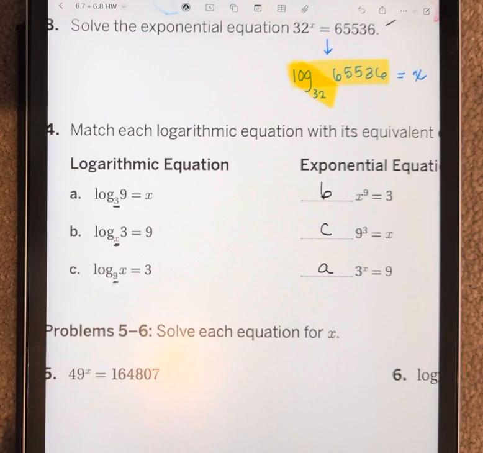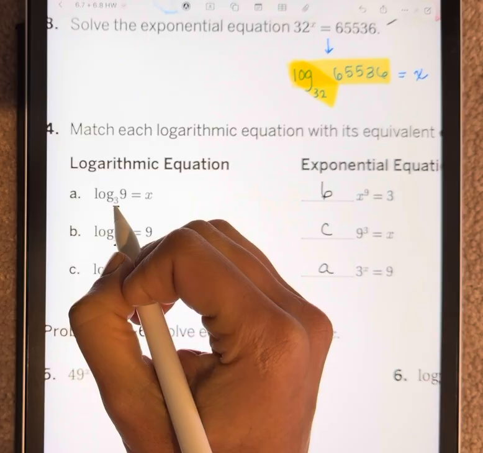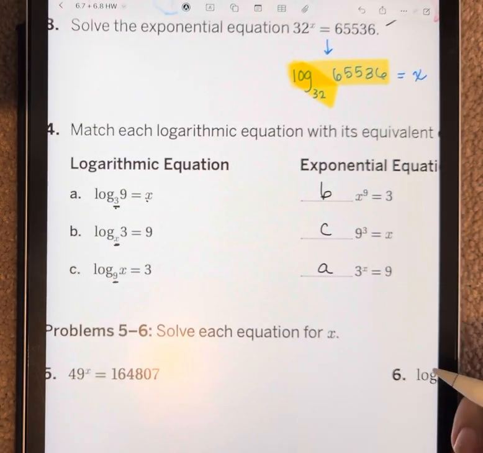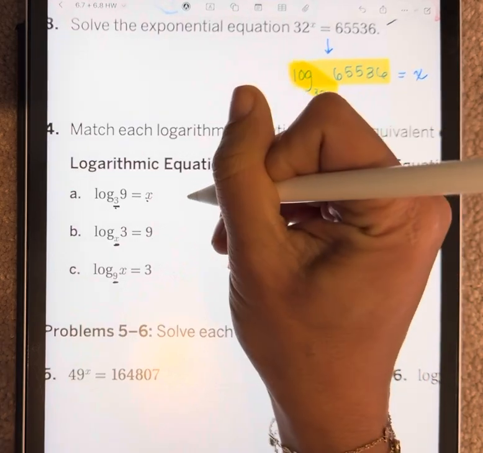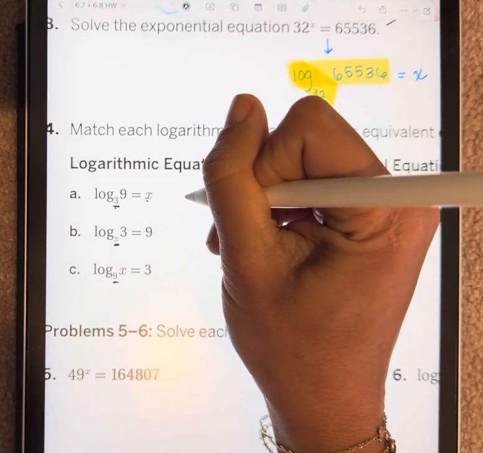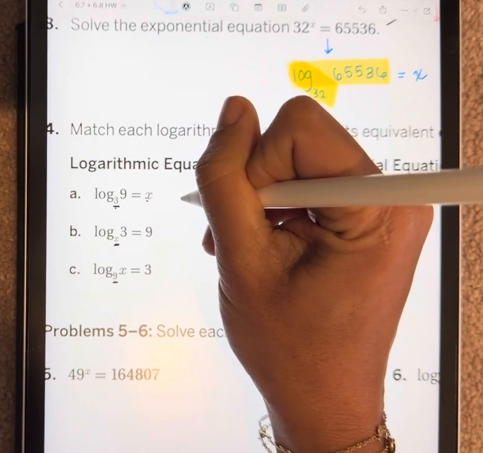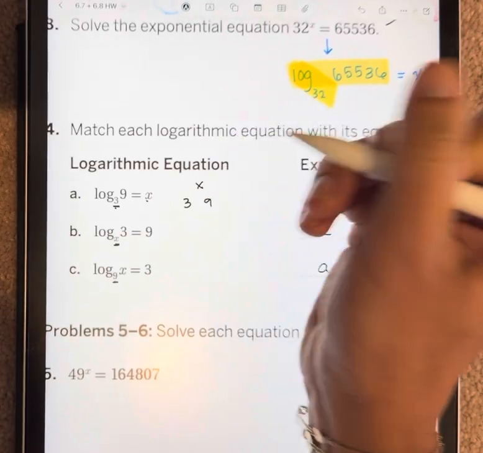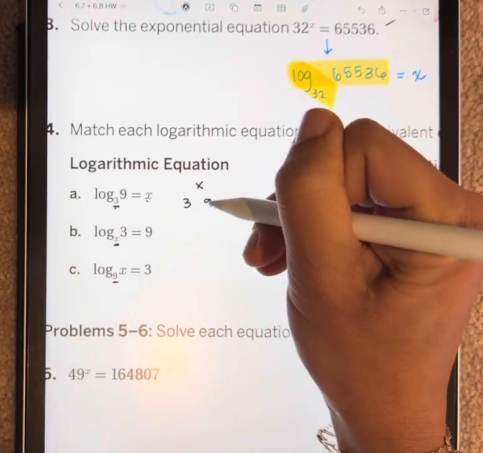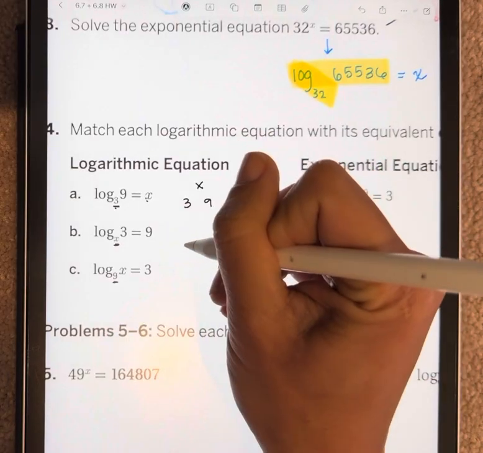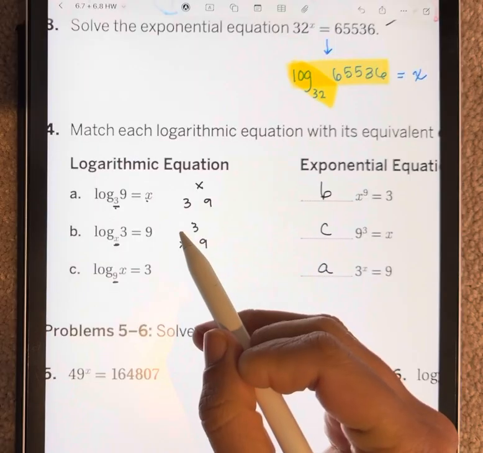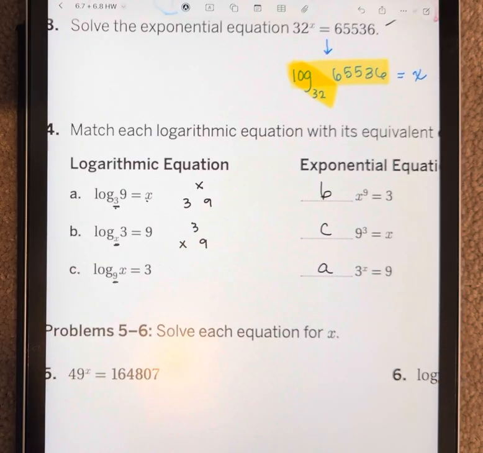So I do want to double check, though, that the rest of the things are in the correct order. 3 to the power of x must equal 9. We can also make that triangle puzzle. It's a log, so it would be 3, 9, x, which means in exponential form it would be 3 to the x equals 9. X, 9, 3, which is x to the third.